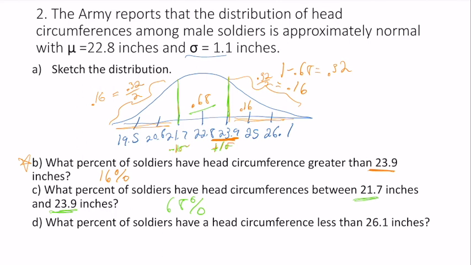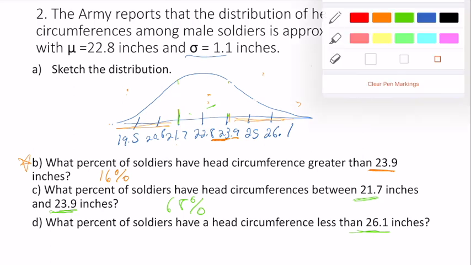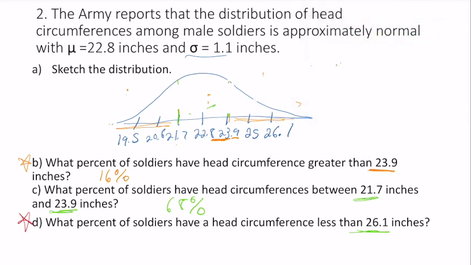Last but not least, I want to know what percentage of soldiers have a head circumference less than 26.1 inches. I'm going to clean up our mess a little bit so we have room to see what's going on. The joys of technology. There we go. All right, so now we're all picked up a little bit. Okay, so let's do this one in red. So what percentage of soldiers have a head circumference less than 26.1 inches? So here's 26.1 inches. I want to know the area less than this.